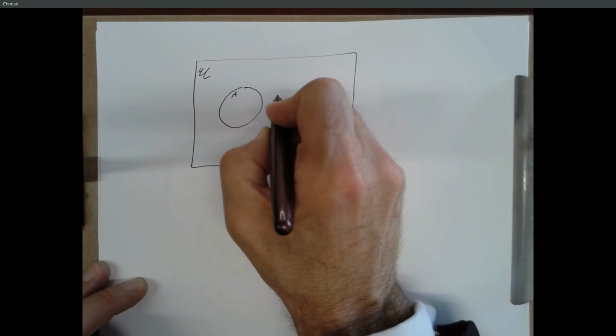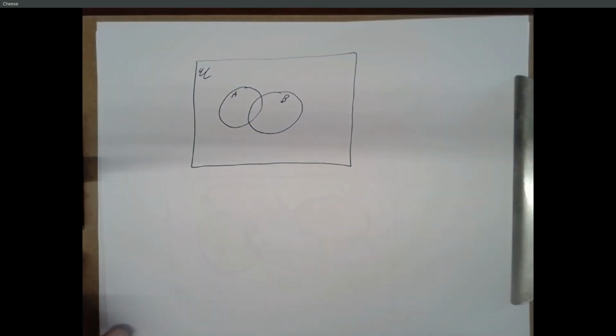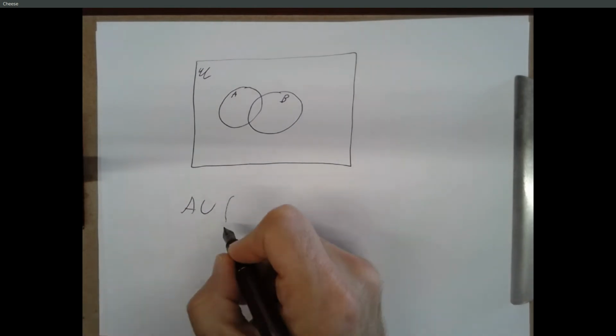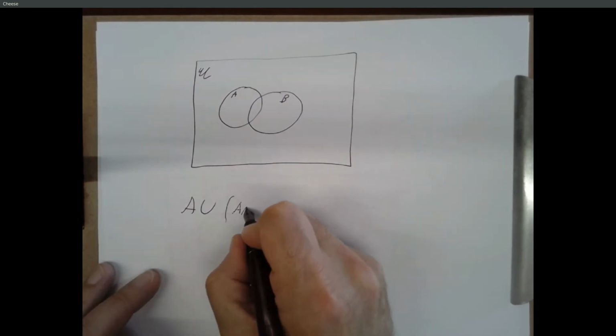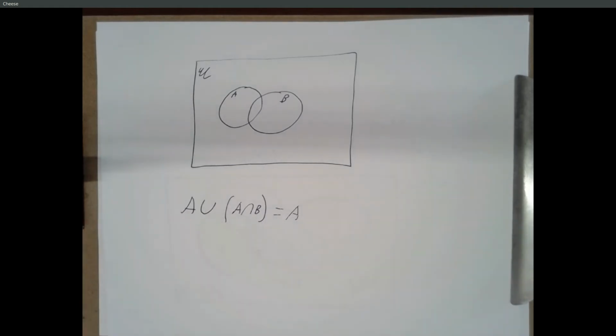So here's a set A, here's a set B, and I'm going to make a claim here. I'm going to claim that A union A intersect B is the same thing as A, regardless of what A and B are. If you take A and you union it with A intersect B, I claim you always get A.